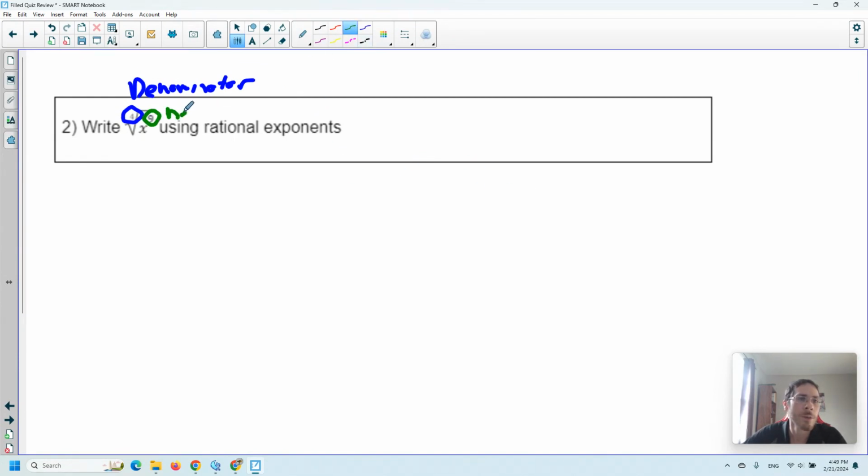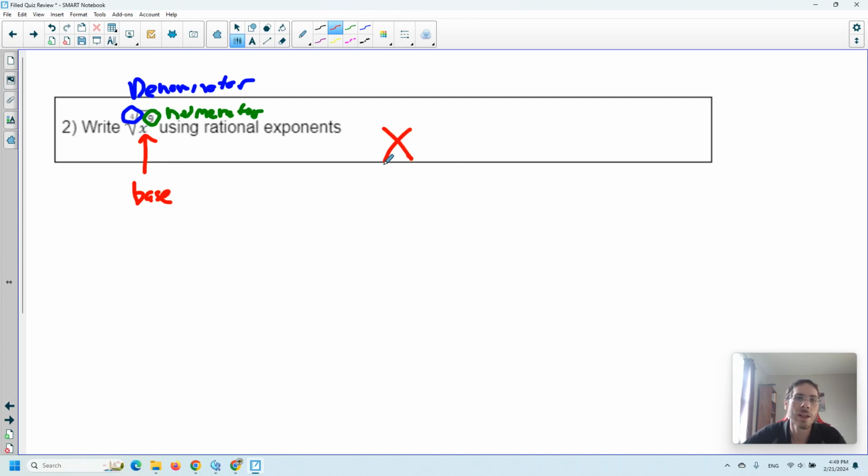The exponent is going to be the numerator. Oops, not numerator, numerator. And then our x that we have, whatever we have in here, that base is going to stay as the base. So our argument's still the base.